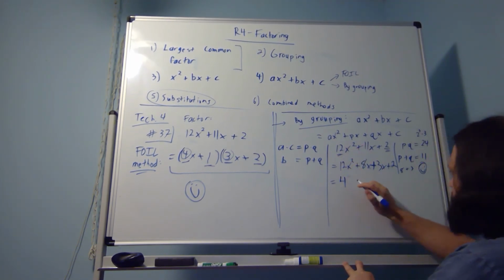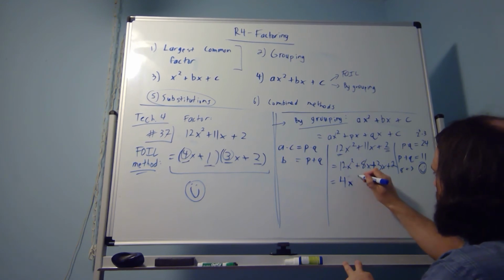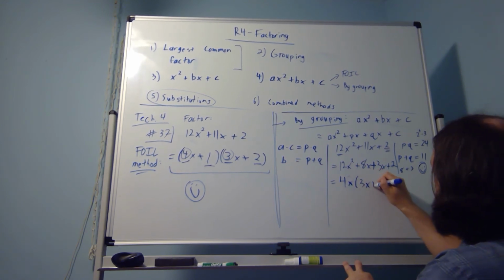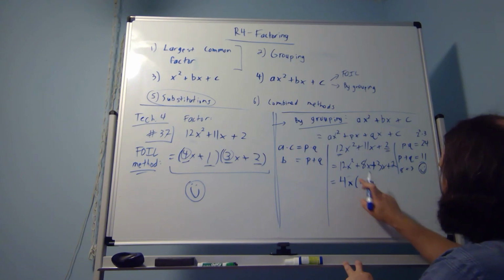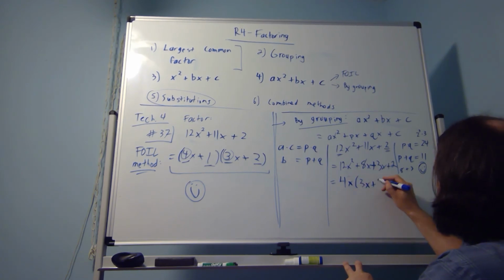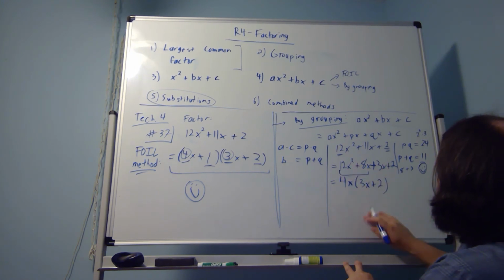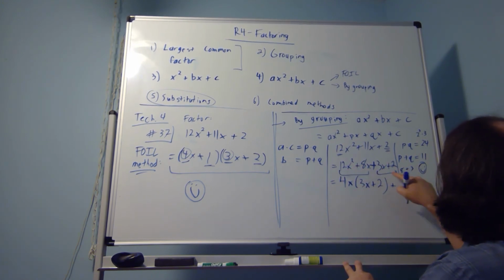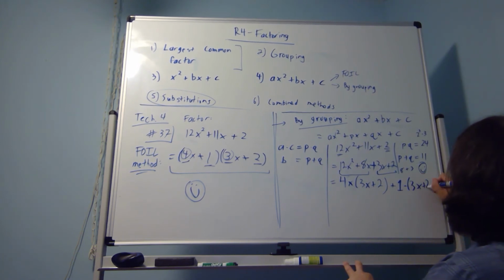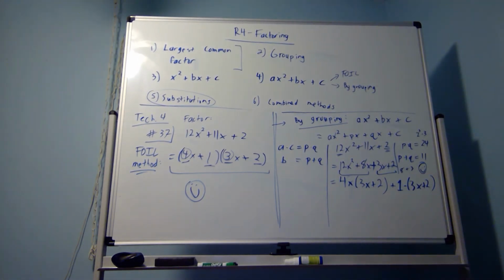The first 2 terms, there's an x that they have in common. So we get 3x plus 2, because we want the 8x here. And the second one, they have nothing in common. Well, they do have a 1 in common. So if you don't write down the 1, I'll know what you mean.